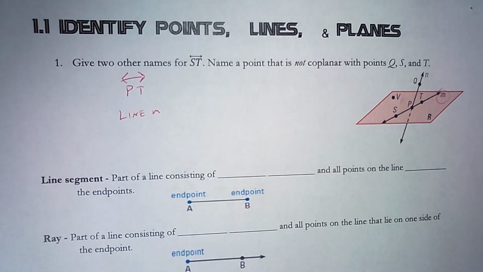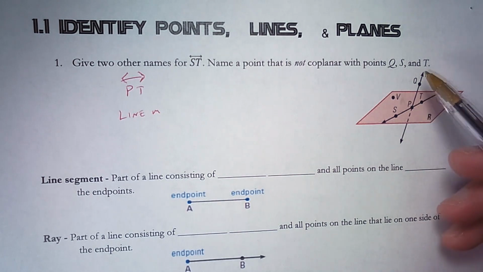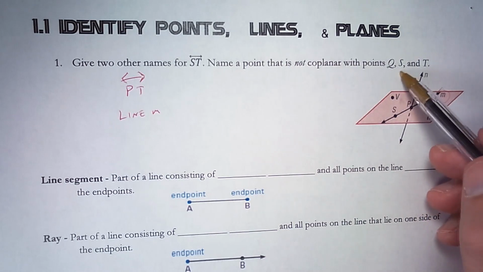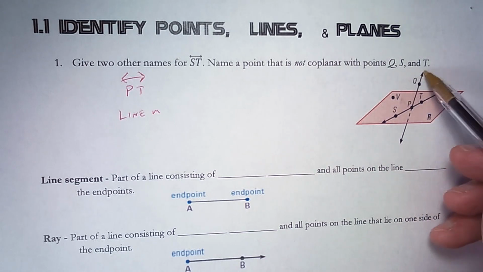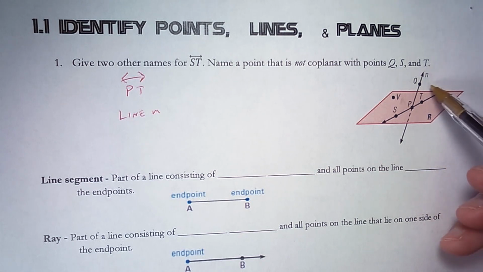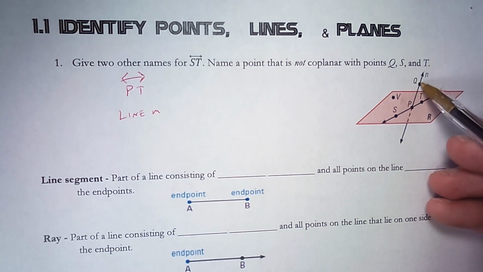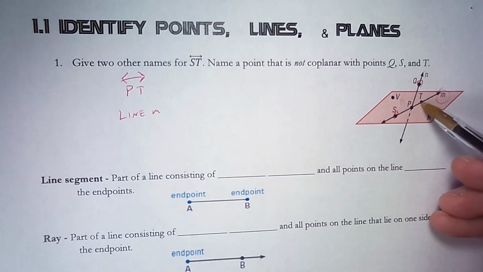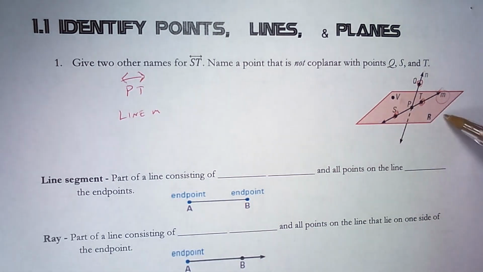Okay? Name a point that is not coplanar with Q, S, and T. So remember, any 3 points in the world are coplanar. So I know Q, S, and T are coplanar. However, the plane that contains them is not drawn. So I've got Q, S, and T. So that's not this red plane here. That's a different plane that kind of goes vertical. Okay, so I want a point that plane would not touch.